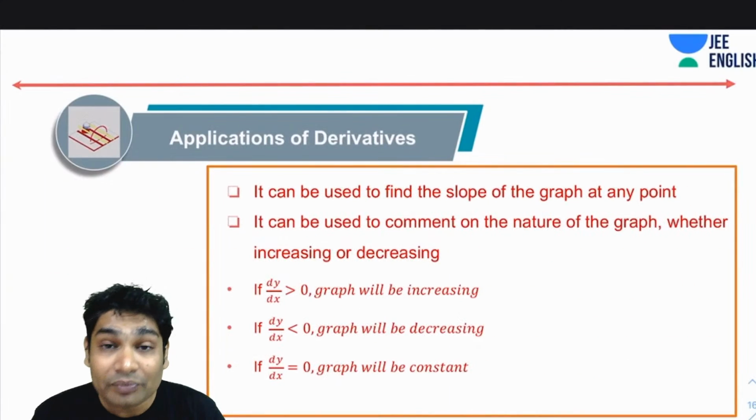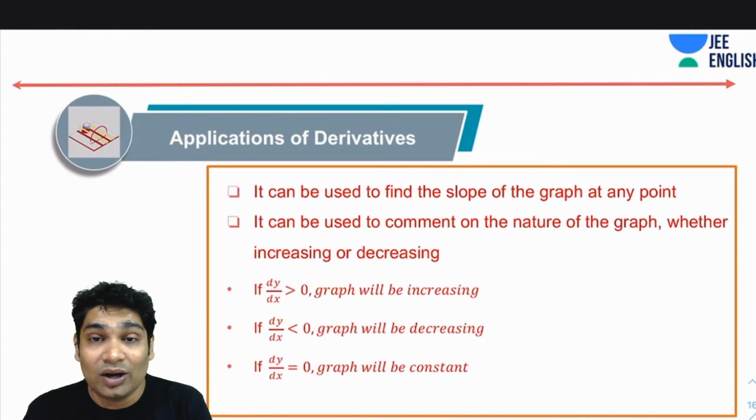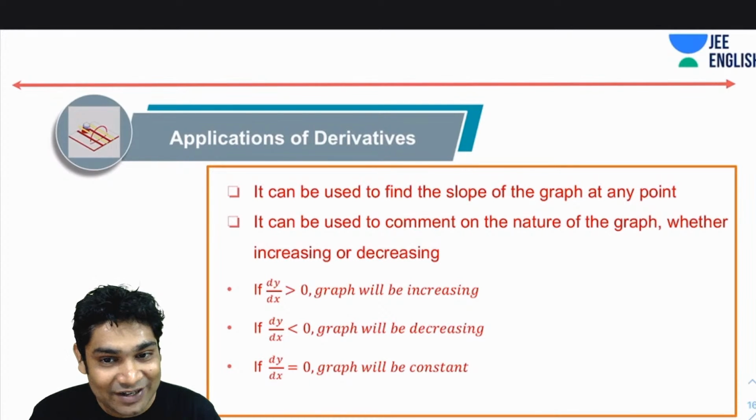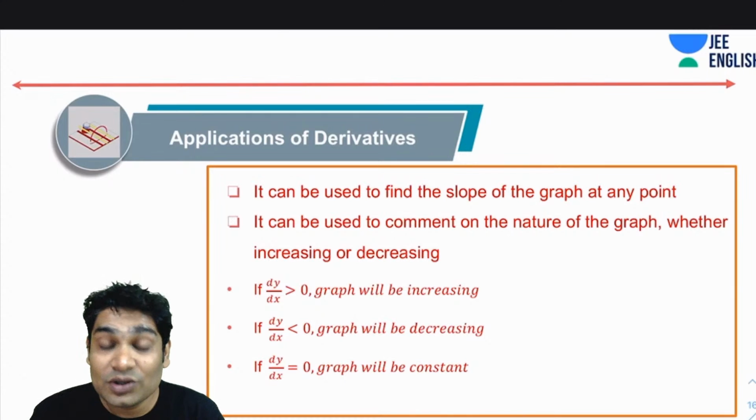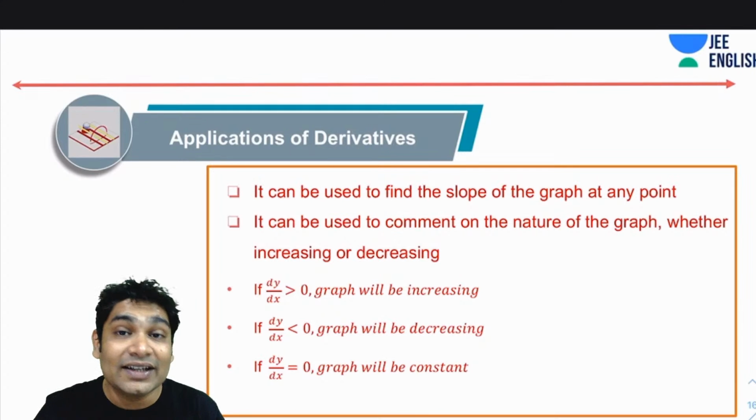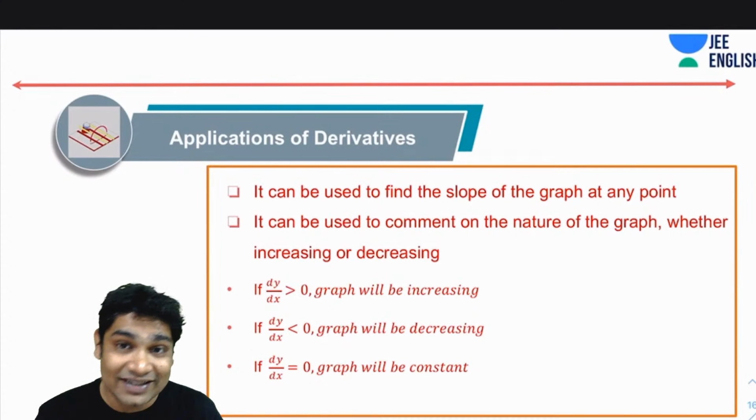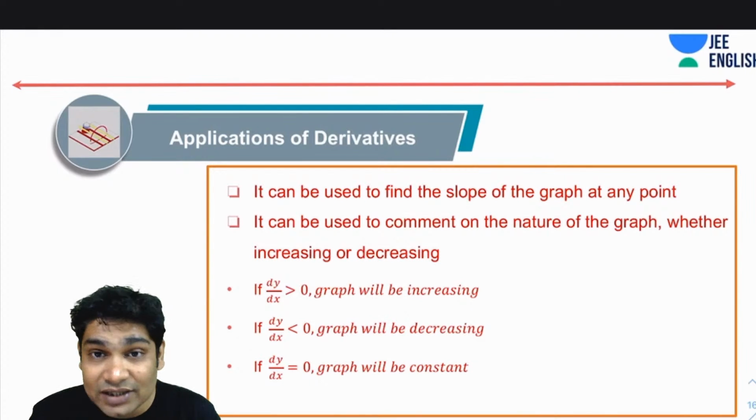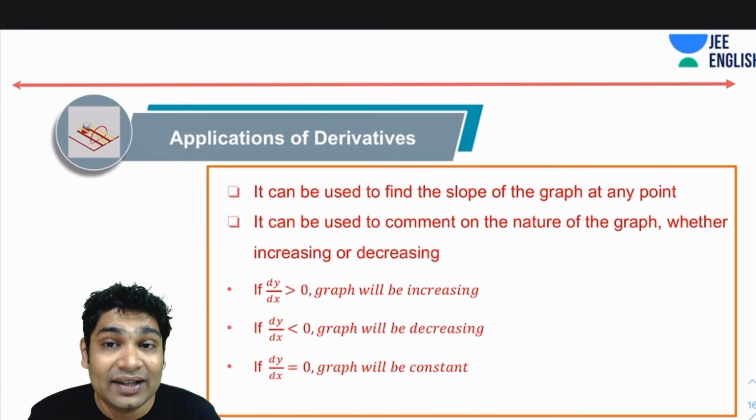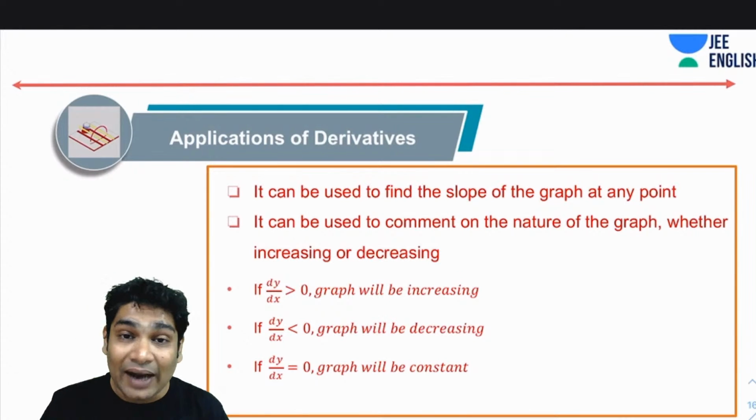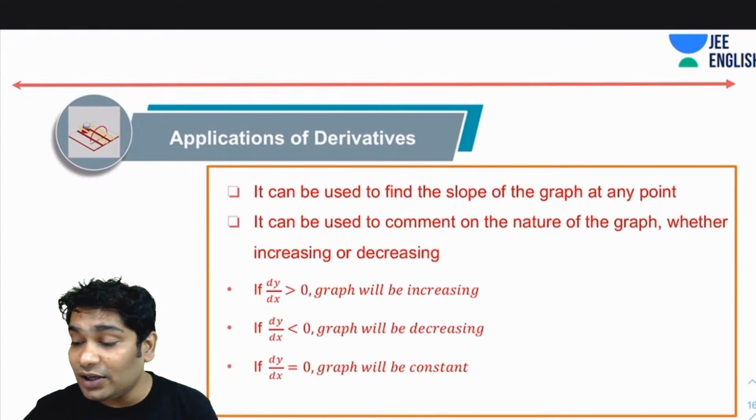Alright, so great. Now let's talk about the applications of derivatives. The first thing that you know is that it can be used to find the slope of any graph. That is very obvious. Yes, this is chain rule. So the first obvious application is using dy by dx to find the slopes. The second thing is that you can comment on the nature of the graph, whether it's increasing or decreasing. If dy by dx is greater than 0, the graph is increasing in that region. If it is less than 0, the graph is decreasing instantaneously. And if dy by dx is 0, the graph might be turning or may have become constant. So there are two possibilities here.